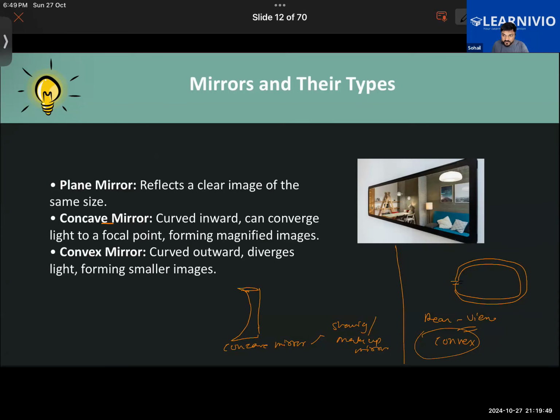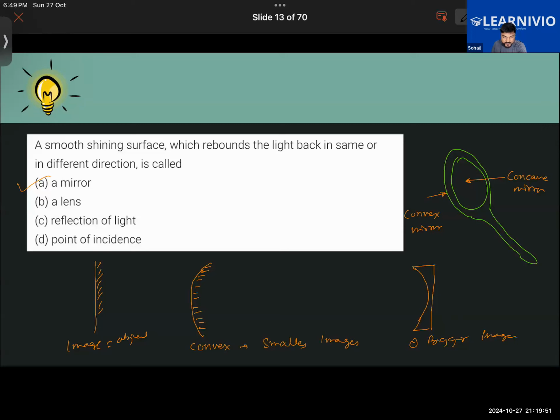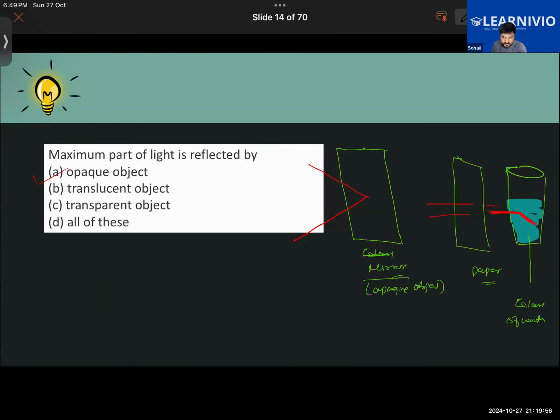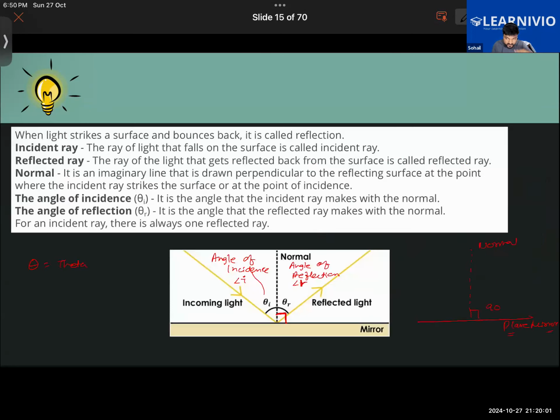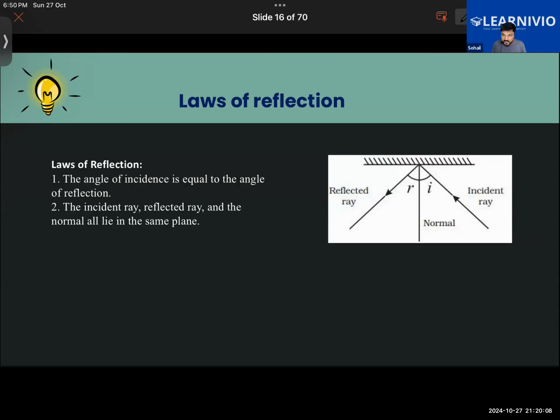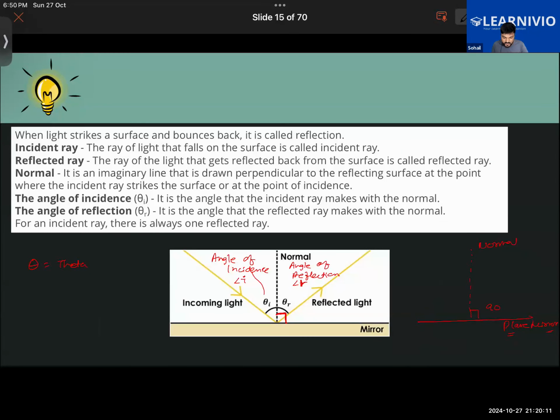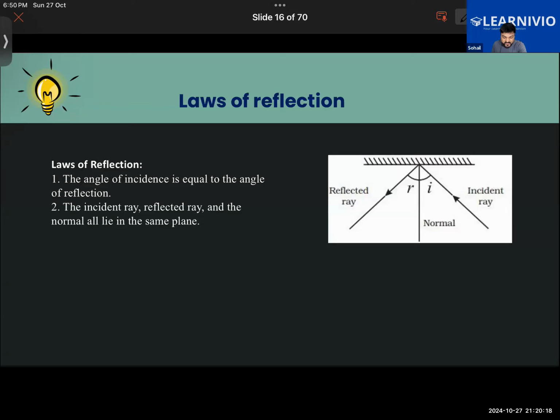What are the three different types of mirrors we have learned about? Name the different types of mirrors we have learned about. Convex mirror, concave mirror, and plane mirror. Good. So tell me, in which one will the size of the image be the same as the object? Plane mirror. Good.